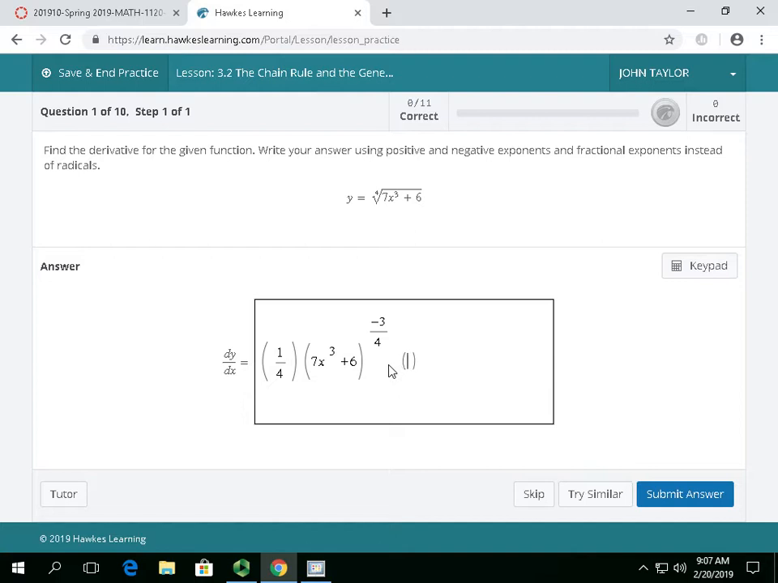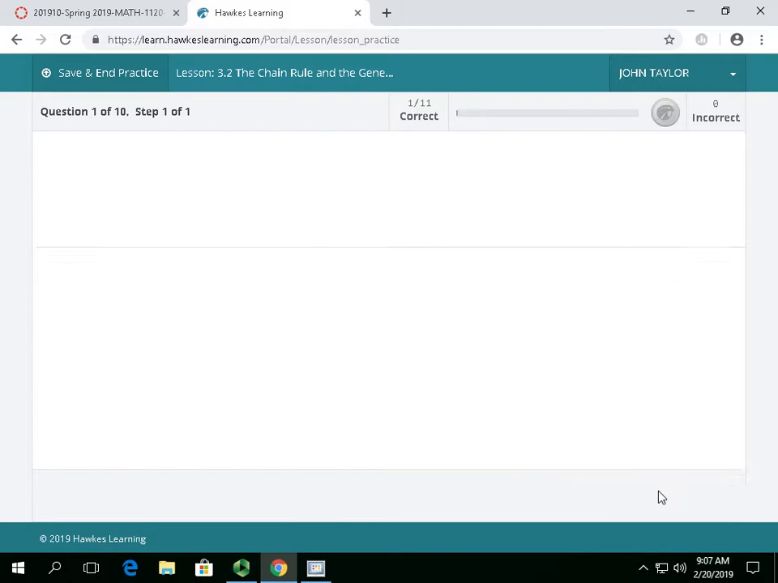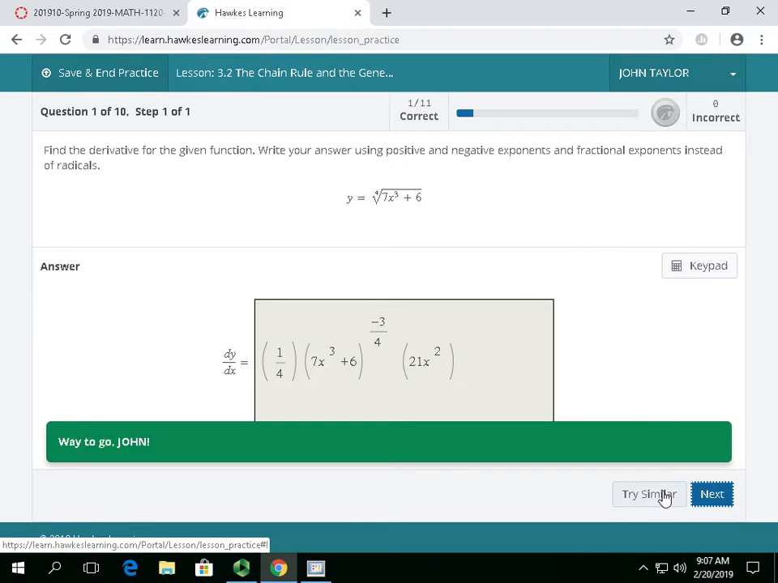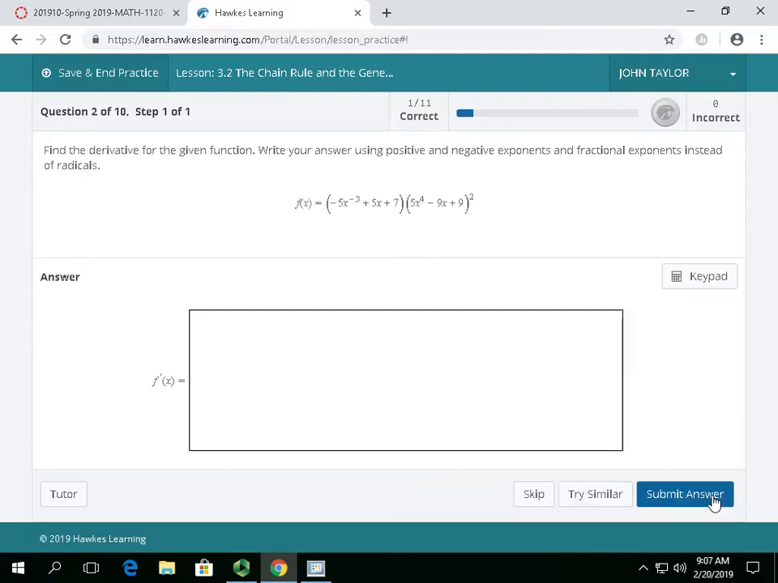What's the derivative of 7x cubed plus 6? 21x squared. And I didn't clean this up. I didn't work out a fourth of 21 or anything like that. I submitted my answer, and boom, there it is. Way to go, John. There you go. Does that make sense? You don't have to clean this up. But this also means that you've got to be very adamant, when you do particular problems, that you have got to type it in exactly right.